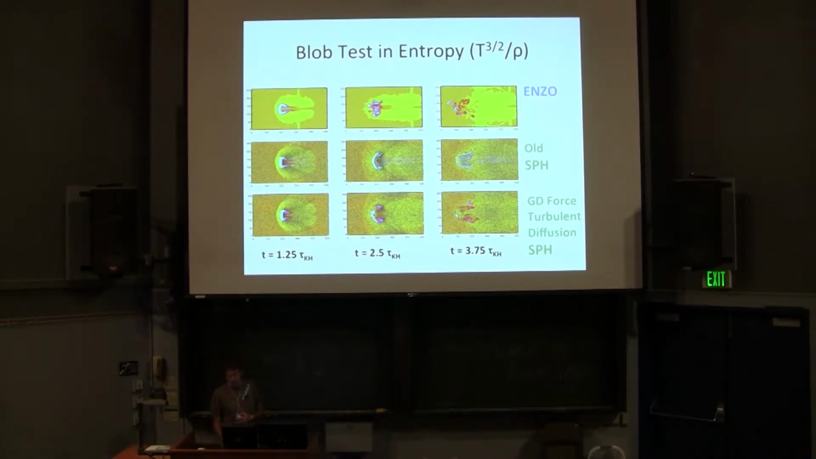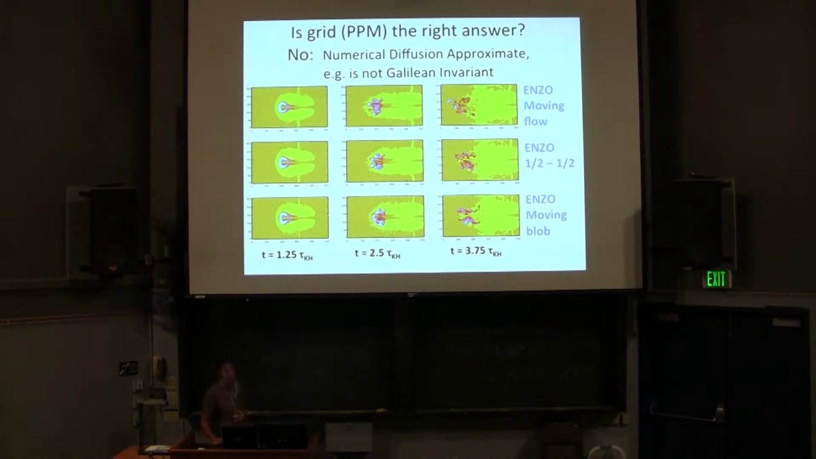But you could also ask, well, why do we keep looking at grid codes? Are they the right answer? And of course they're not. And that's because your numerical advection errors are not Galilean invariant. They're not actually mimicking the true diffusion at the grid scale very well. And so they actually depend on what you do.